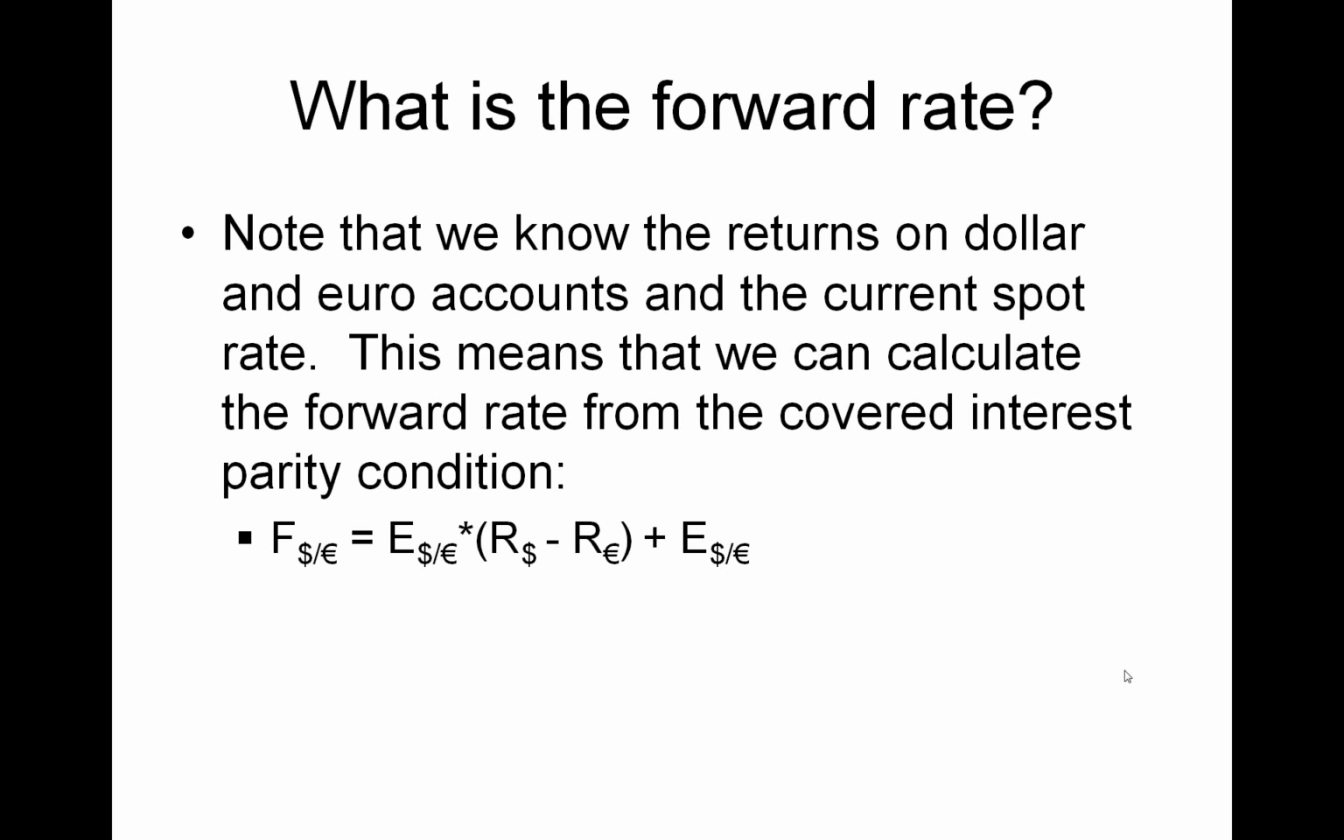So in the end, what is the forward rate? How do we calculate this? Well, note that we know the returns on dollar and euro accounts. So we know both of the R's, and we also know the current spot rate. This means that we can calculate the forward rate from the covered interest parity condition. So if you rearrange the covered interest parity condition, you'll get the expression below, and you can back out the forward rate.